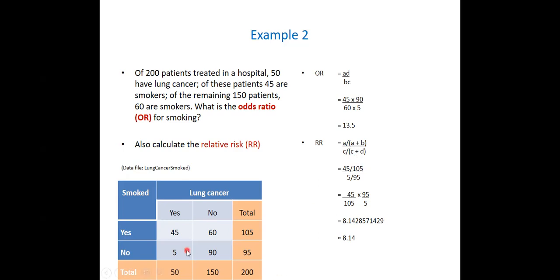You can see, look at this in vertical. Whether you are dealing with a case control study or a cohort study, the convention still holds. Your exposure is along the horizontal. Your outcome is along the vertical. You will see now the total that have lung cancer is 50. The total that don't have lung cancer is 150. And that's what we are interested in.